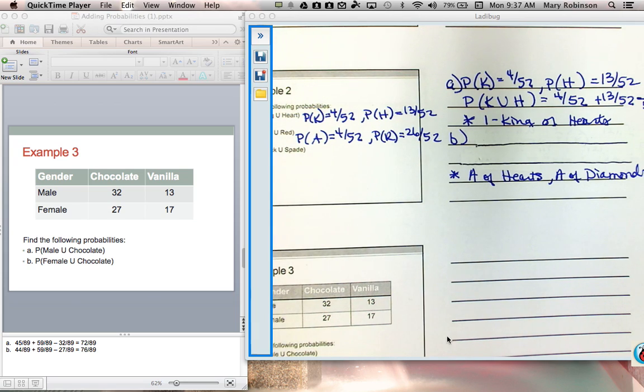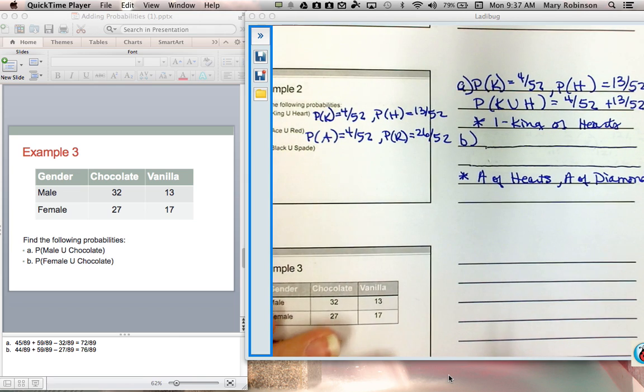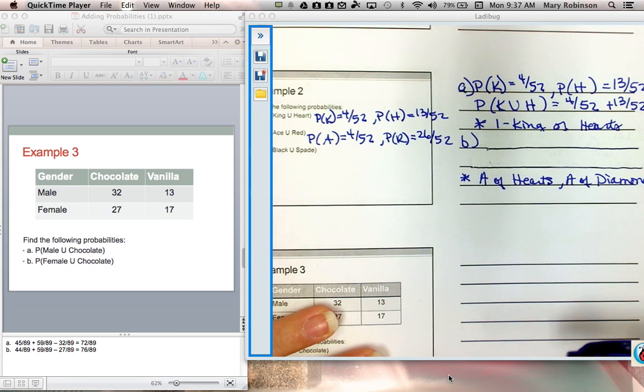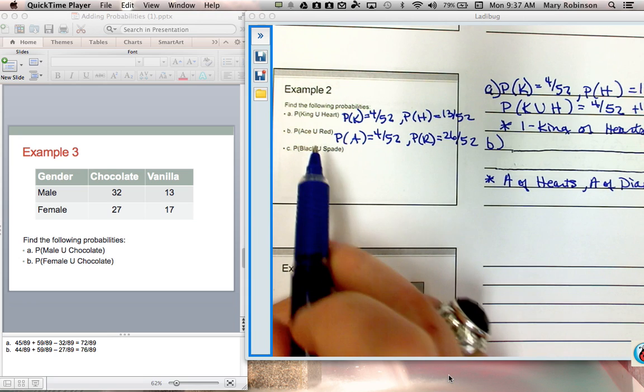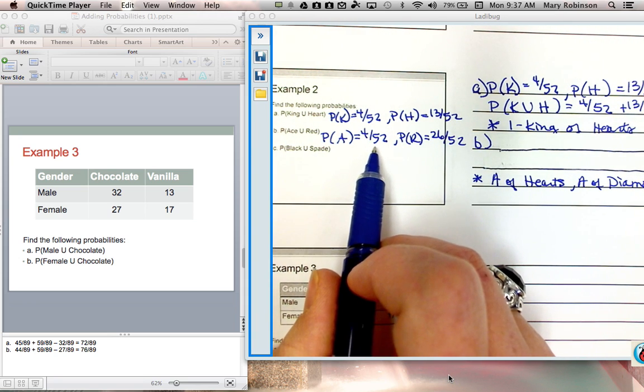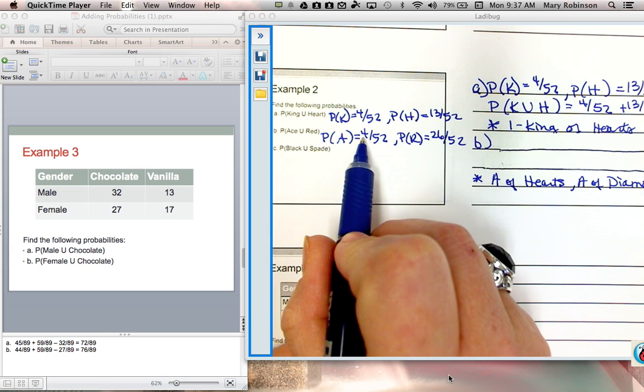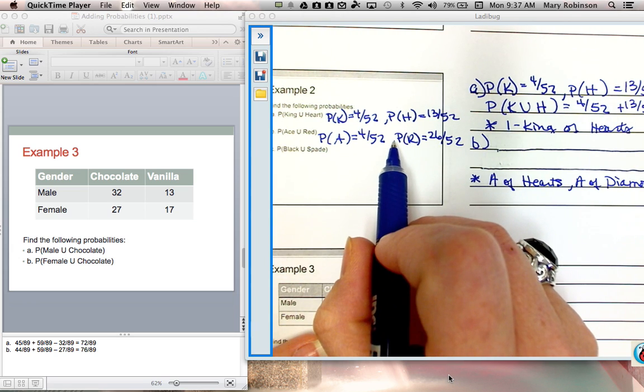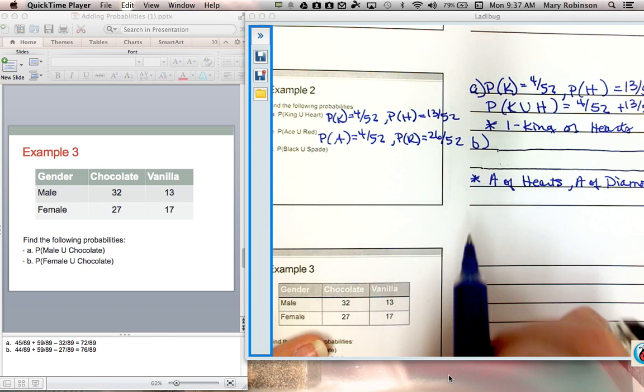So this video is part 2 of adding probabilities. When we left off with part 1, I had asked you to go ahead and complete part B, given that there were 4 aces in a deck of cards. So the probability of drawing an ace would be 4 out of 52. Then the probability of drawing a red would be 26 out of 52.